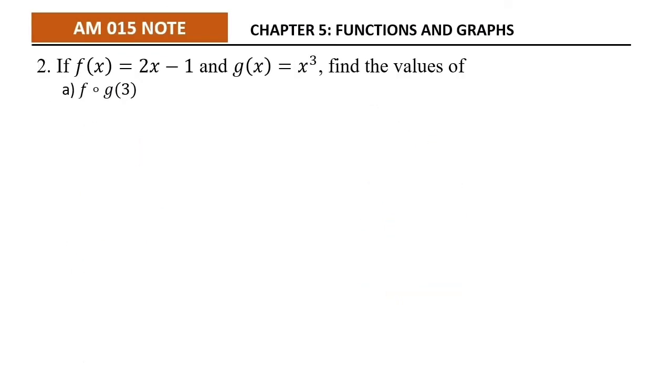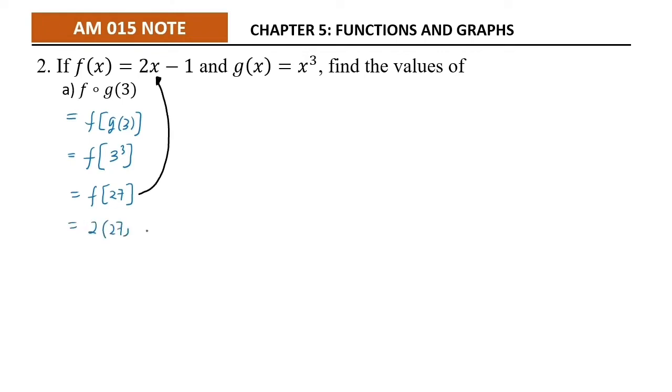Next example, if f(x) equal to 2x minus 1 and g(x) equal to x cubed, find the value of f of g(3). g(3) is the input for f. g(3) is x cubed, where x is now 3, so 3 cubed. 3 cubed is 27, so f of 27. 2x is now 2 times 27 minus 1, so the answer is 53.